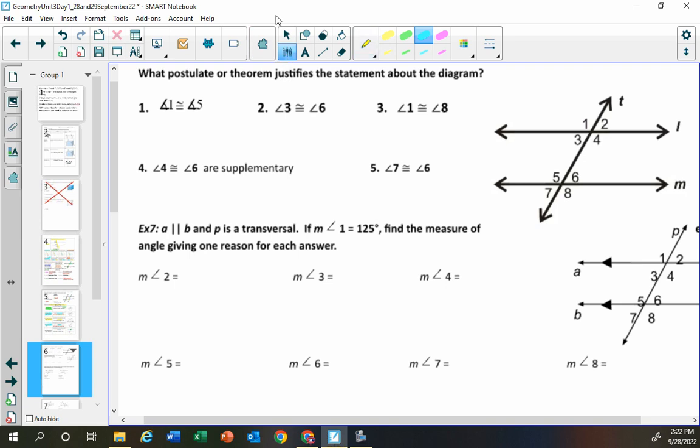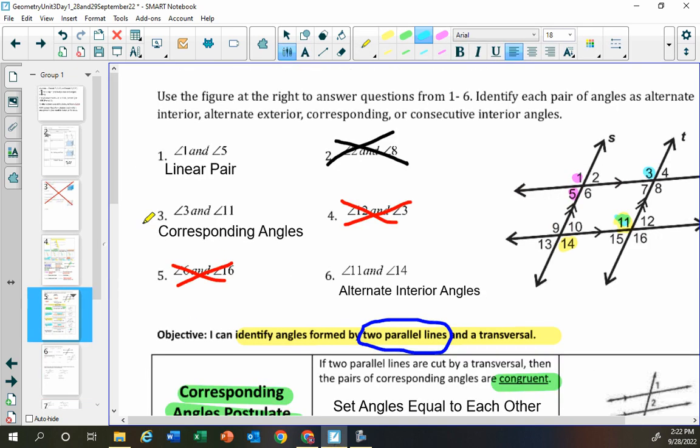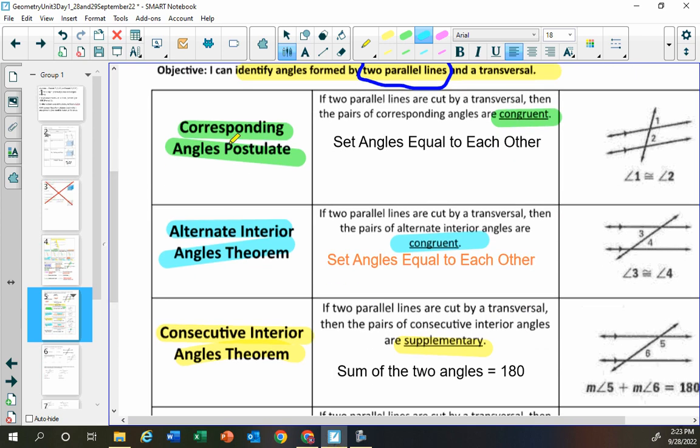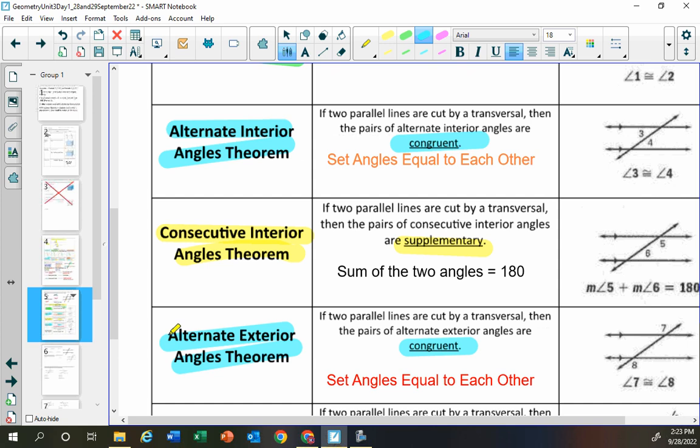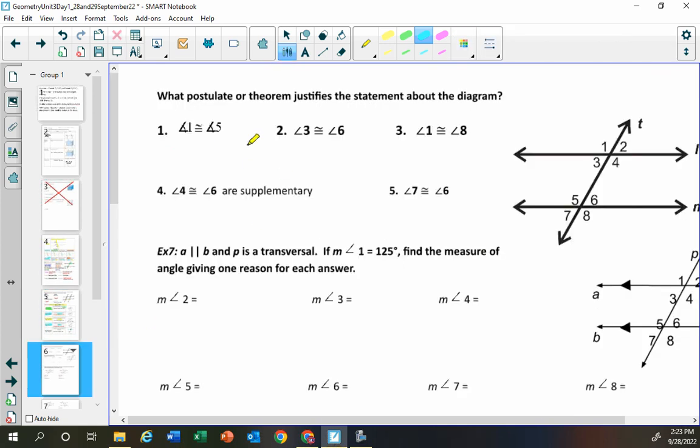What do we have? Isn't the first one postulate? Yeah, the postulate or theorem. So basically, which one of these guys: corresponding, alternate interior, consecutive interior, alternate exterior? That's all we're going to answer for these first 1, 2, 3, 4. Now, number 5 is going to be a little different because it's not going to be one of them. But you'll know right away once I highlight what type of angles you have.